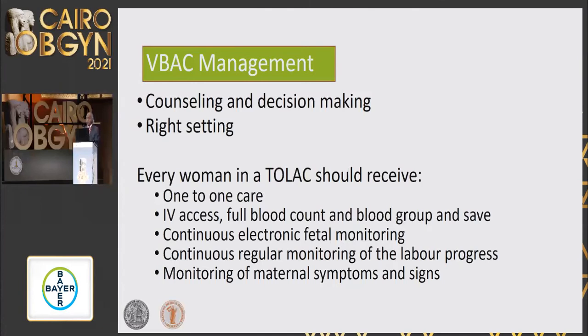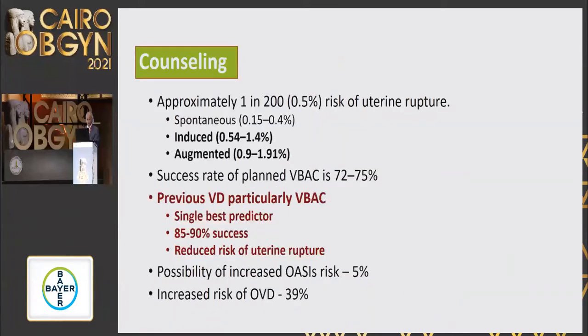You need to ensure that there is continuous electronic fetal monitoring, because if you monitor the patient with CTG, you can pick up early scar dehiscence fairly early before complications happen. And of course, somebody needs to monitor the progress of labor. And the progress of labor needs to be monitored as objectively as possible by whatever tool you have in your unit. And this is the current recommendation about counseling.